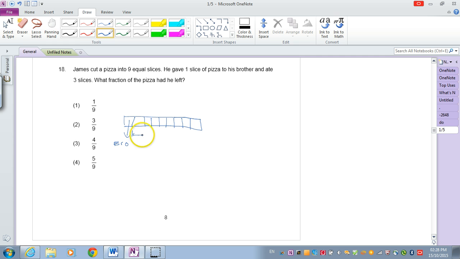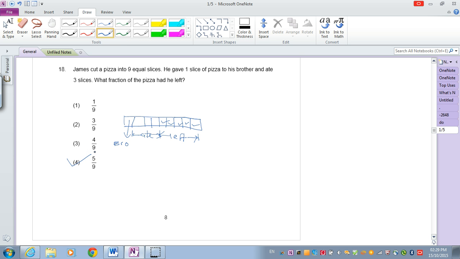So here he ate 3 slices. 1, 2, 3. And all of this would be the leftover pizza. So how many parts are left? Let's count. 1, 2, 3, 4, 5. So 5 out of 9 of the pizza is left. So the answer should be option 4.